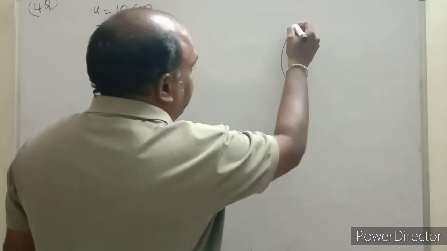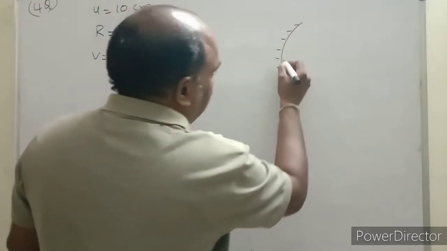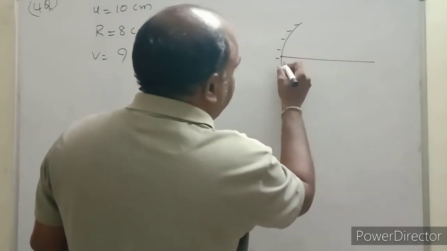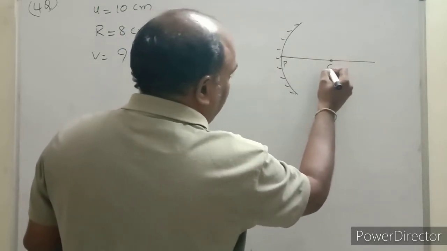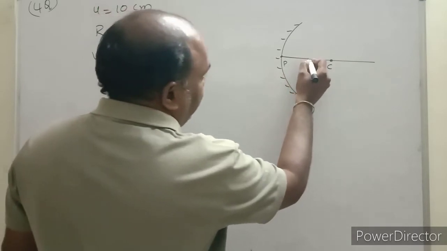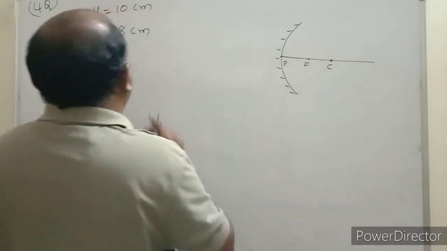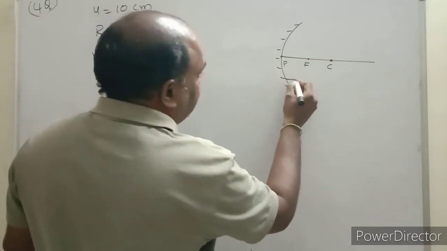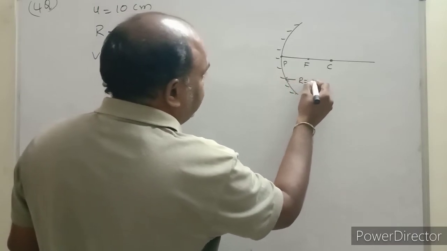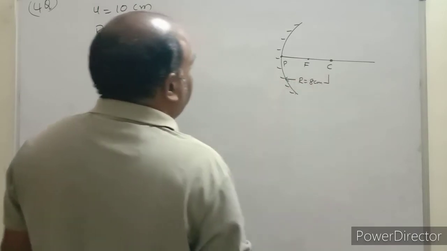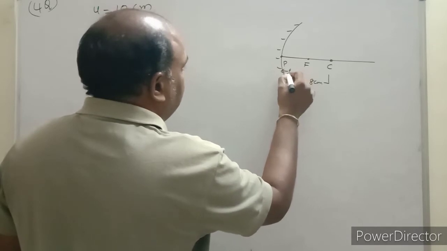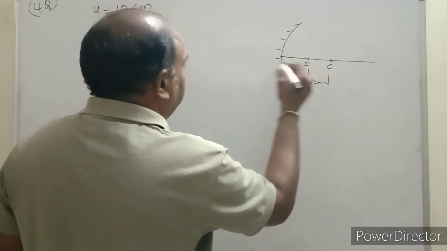First, take the concave mirror, principal axis, geometrical midpoint pole, the center of the whole glass sphere C, and the midpoint in between pole and center of curvature, focus. Here the radius of curvature, the radius means the distance between pole and center of curvature, is 8 centimeter. That means focal length is half of it, 4 centimeter.